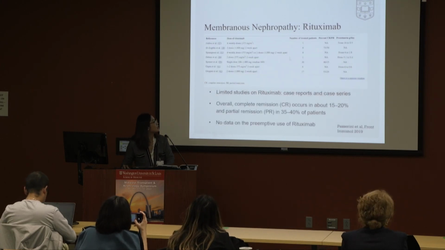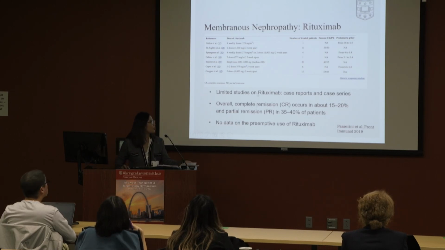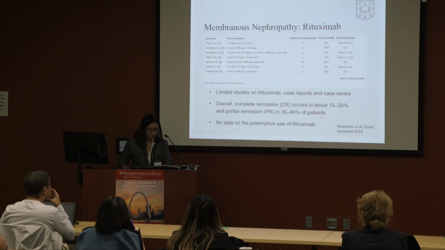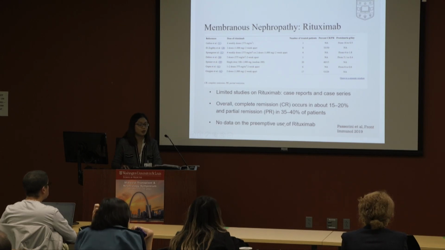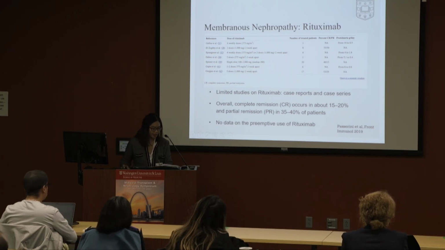Okay, so this is also an overview of the studies that looked at the effect of rituximab on recurrent membranous. And overall, there was a decrease. A lot of them were able to achieve complete remission in 15 to 20% and partial remission in 35 to 40%. There is no data on the preemptive use of rituximab pre-transplant.